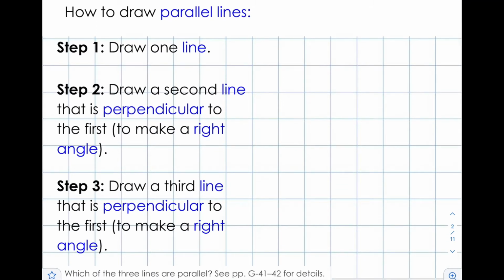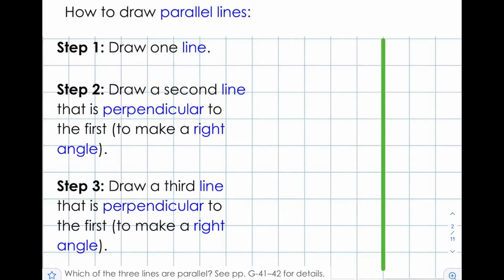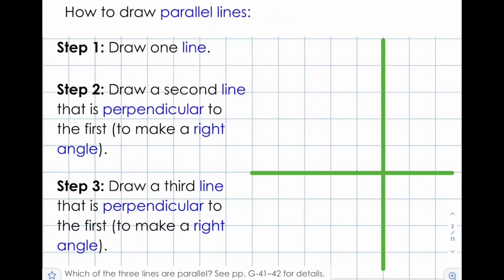So we're going to just review drawing parallel lines. Step 1, draw a line. I suggest on your graph paper you make it either horizontal, that is across, or vertical, straight up and down. Please use a ruler so that your line is nice and straight. Step 2, draw a second line that is perpendicular to the first one to make a right angle. So these two lines are now perpendicular to one another. That little square shows that they make a right angle.